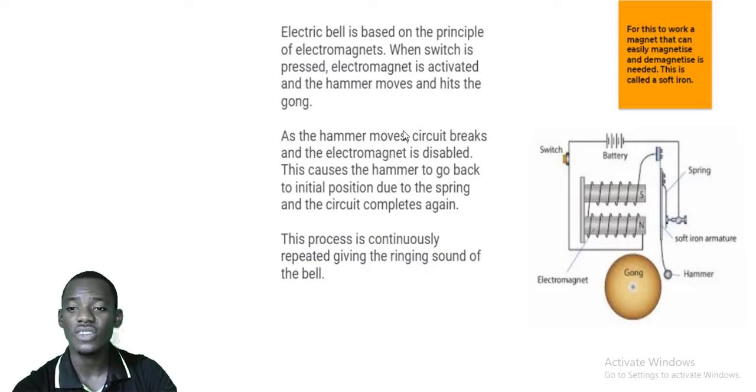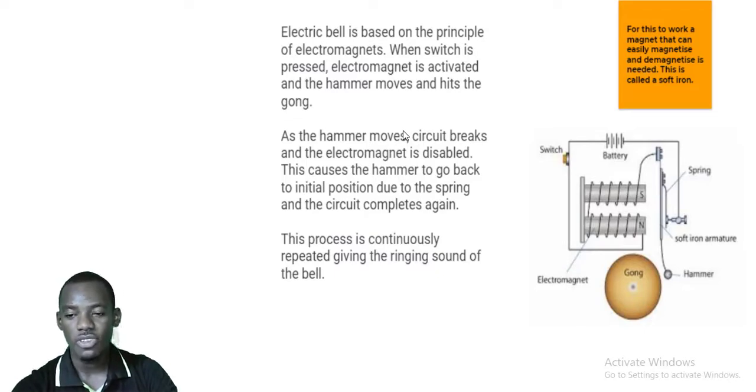So we need to use soft iron to make that work. Now, as the hammer moves, the circuit breaks, and this is just trying to explain. Looking at that drawing, we have the hammer. So when you press it, the hammer hits the gong, and then the circuit breaks.